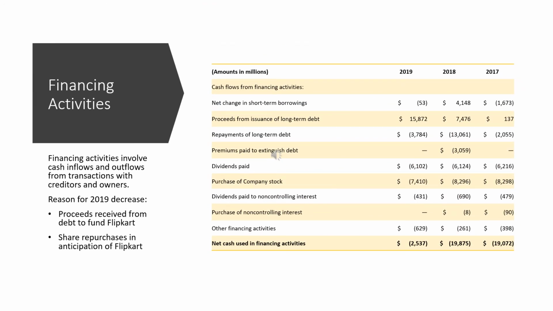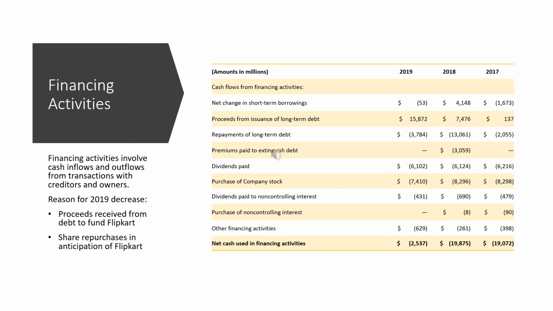The last component of the cash flow statement is the financing activities, which involve cash inflows and outflows from transactions with creditors and owners. Net cash used in financing activities generally consists of transactions related to our short-term and long-term debt, financing obligations, dividends paid, and the repurchase of company stock. Transactions with non-controlling interest shareholders are also classified as cash flows from financing activities.